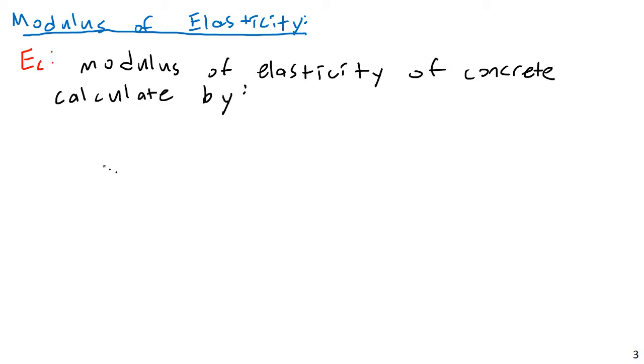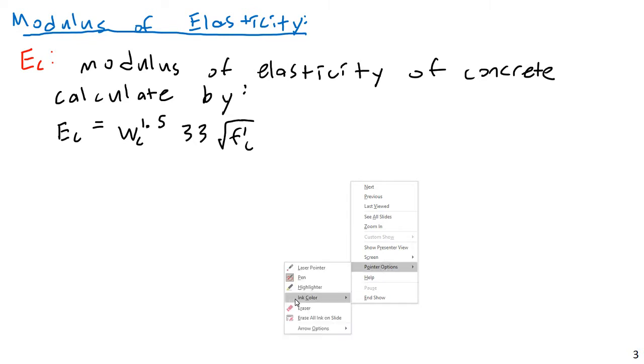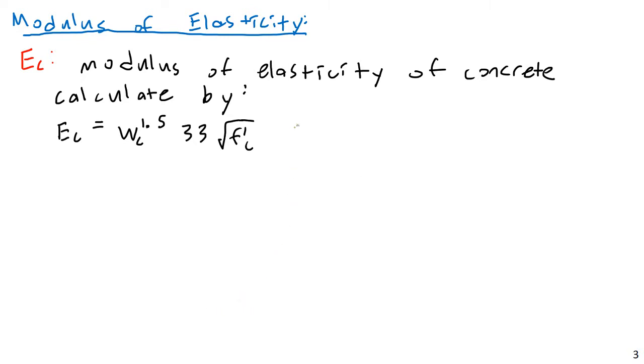The first one is the formula Ec is equal to wc to the 1.5 times 33 root f'c, square root of f'c, and this is equation 19.2.2.1a, where wc is the weight of your concrete.